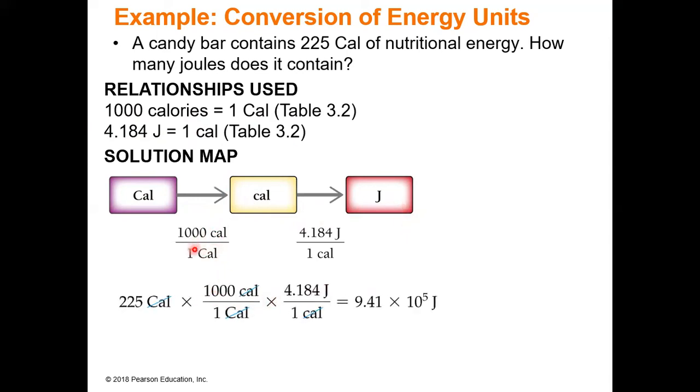So we'll use these two conversion fractions. We're starting with 225 capital Calories. 1 capital Calorie is 1,000 small calories. 1 small calorie is 4.184 joules. We cancel out the capital Calorie and the small calorie, and we only get the joules. So that's 9.41 times 10 to the positive 5 joules. We use scientific notation to conveniently represent a large number or small number, in this case, a large number.